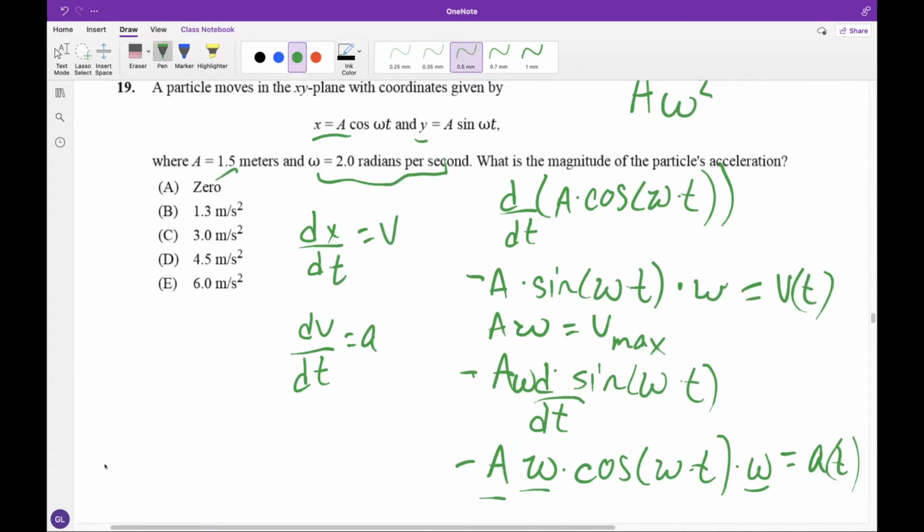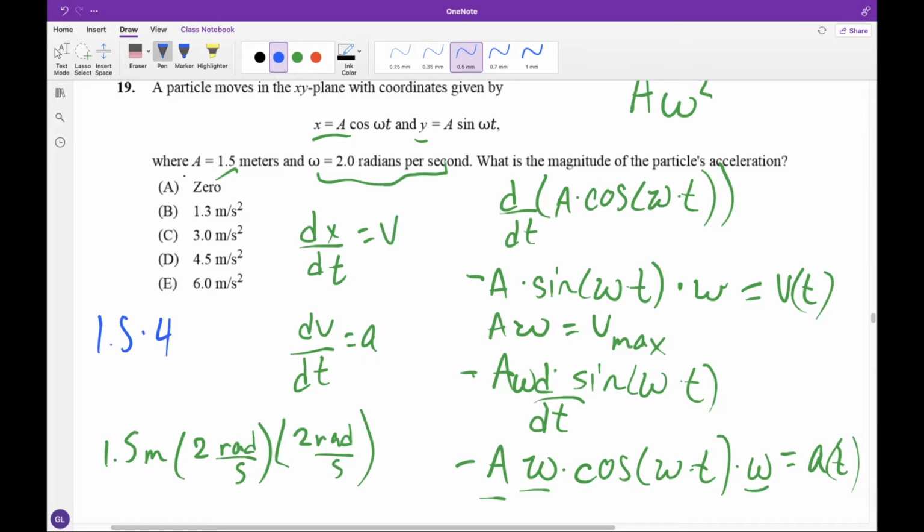So at the end, A happens to be 1.5 meters. Omega is 2 radians per second. And radians are units, but they're not really units. They're really the ratio of length to radius, which are both going to have the same units. And so those units cancel out, meters per meter, in its definition, but we usually put it there just so that we understand what angle measurement we're working with. So at the end, this is 1.5 times 4, which is 6.